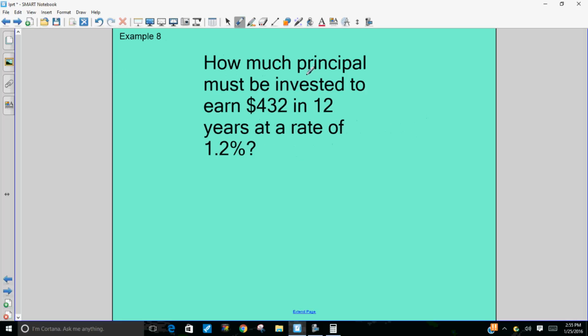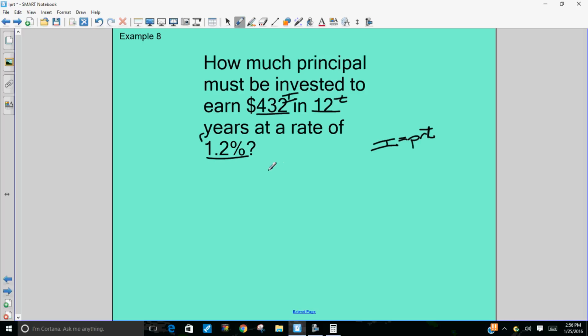Example 8, how much principal must be invested to earn $432 in 12 years at a rate of 1.2%? Well, what's this one give us? Remember, we're still using this formula, I equals PRT. Look at what we're looking for. How much principal? It's looking for the principal. Alright, it said it must be invested to earn $432. So if you're earning that, that's your interest. That's the I. It tells you your time, 12 years. That's our T. And the rate is 1.2%.